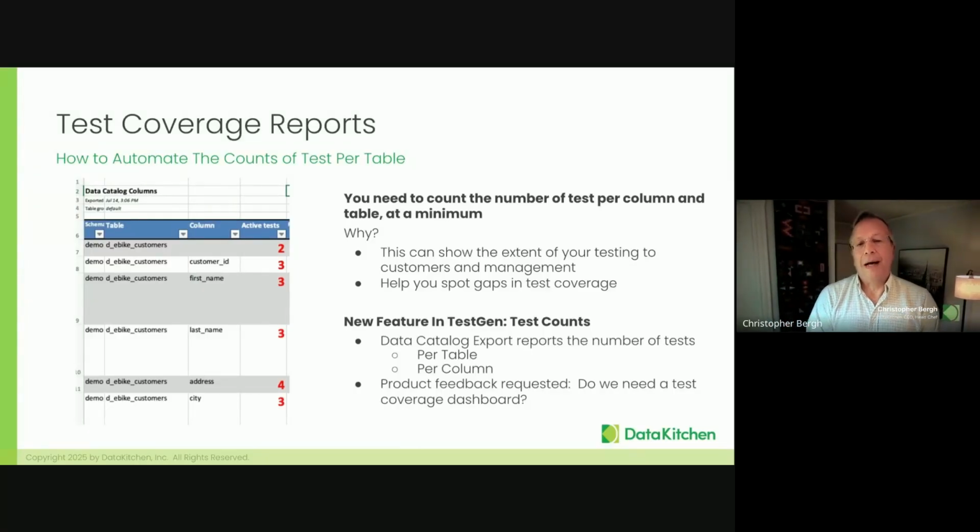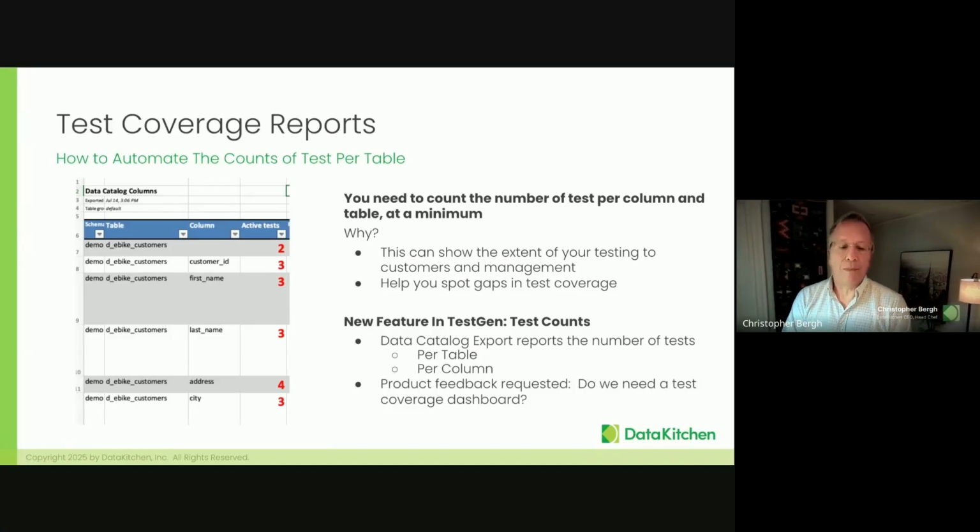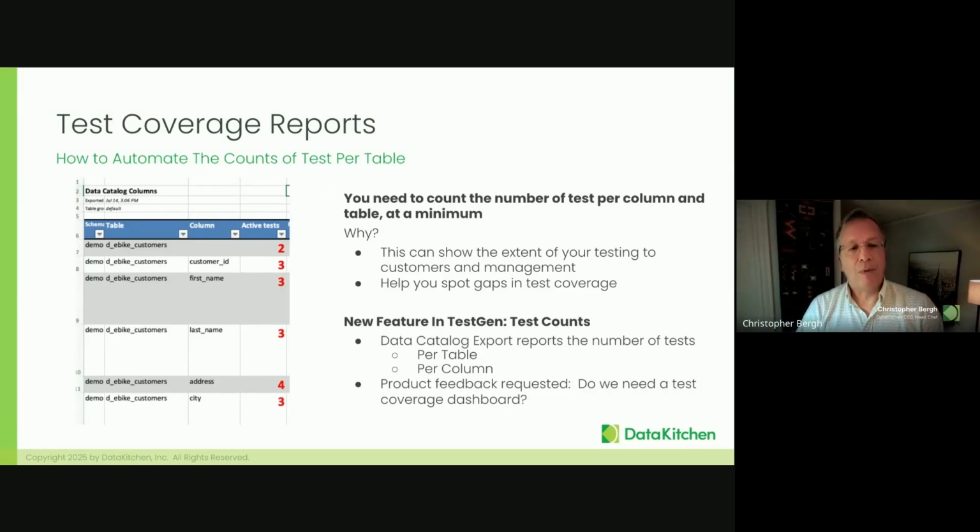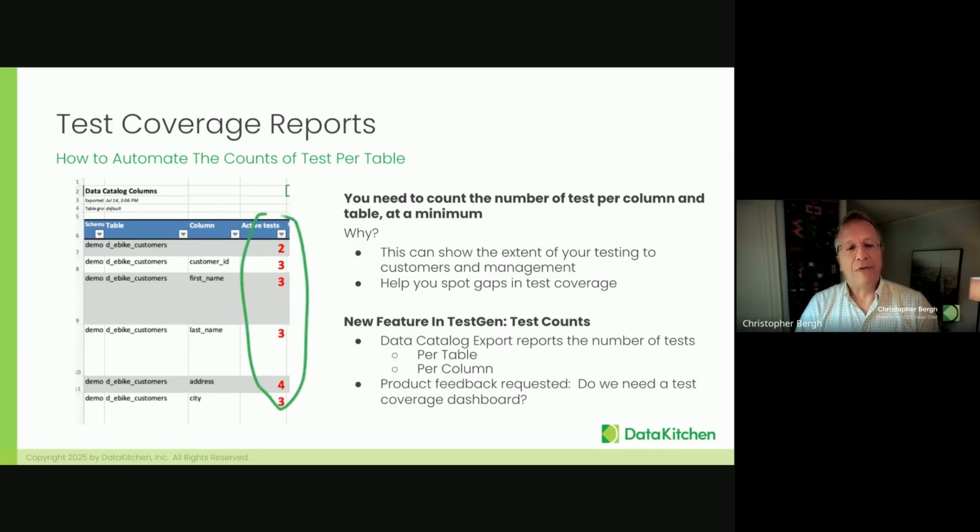And I threw out some rules of thumb: 2 tests per column, 2 tests per table, tests across all levels in your database. And so we have what's called a data catalog, and that data catalog will show the number of active tests per table. Here's the table, and here's the column. And this is done by an export. So we just released this. It helps you spot gaps in test coverage.